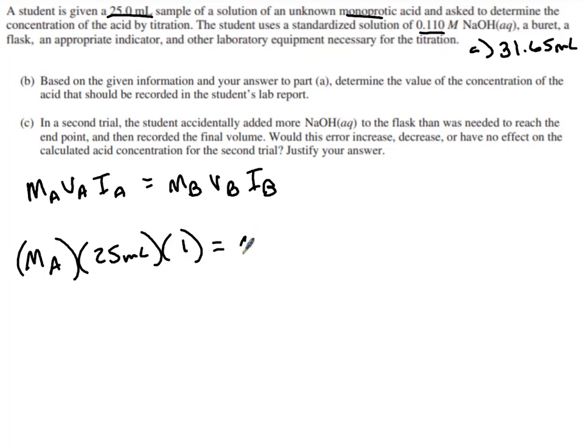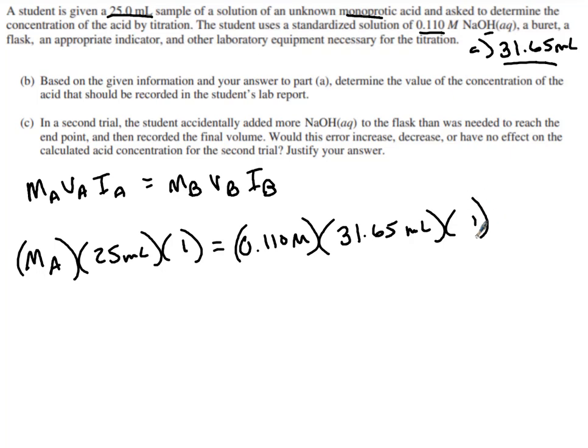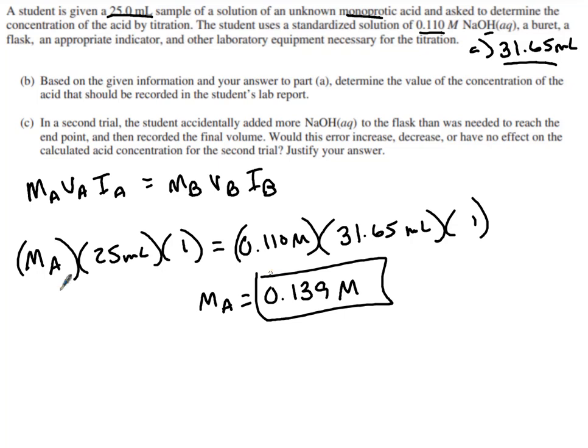Our base molarity they gave us. We calculated the volume of base, and there's 1 hydroxide on NaOH. So that was one way you could have done it. Or you could have said, well, let me use my molarity equation. You know the molarity of NaOH, and you know the volume of NaOH.